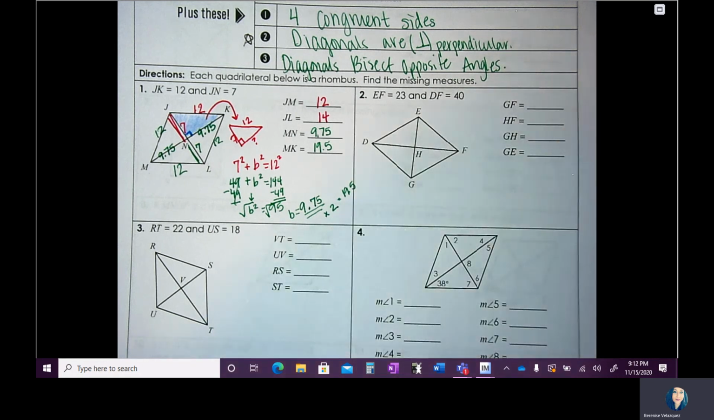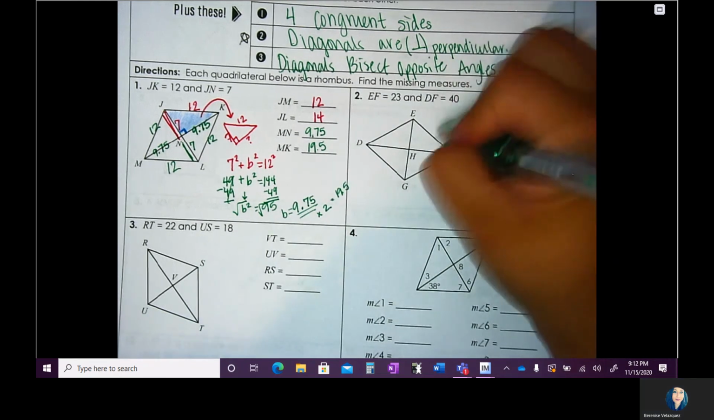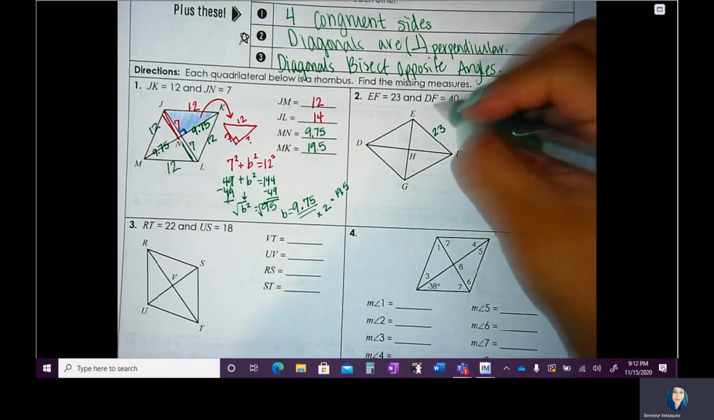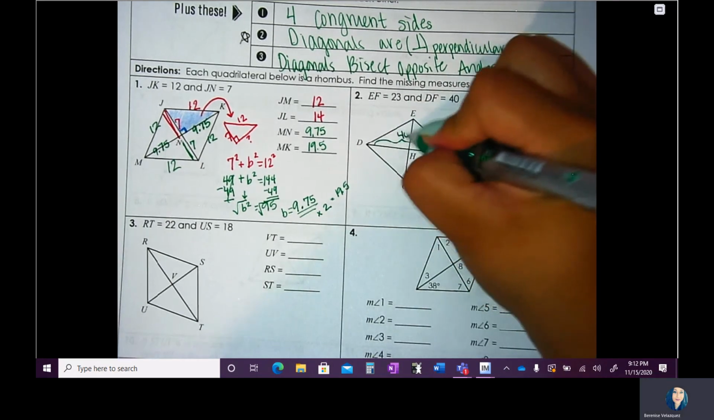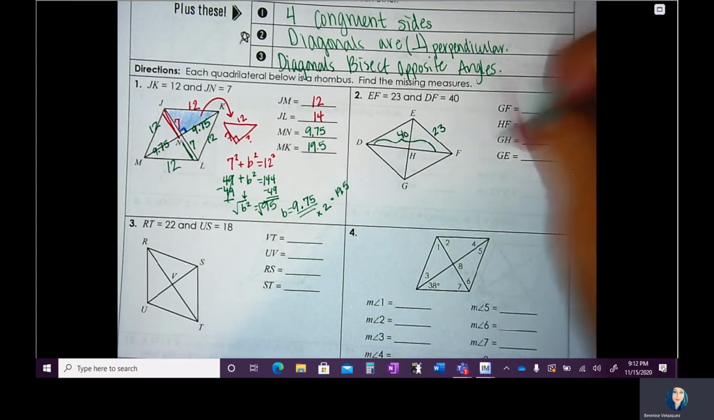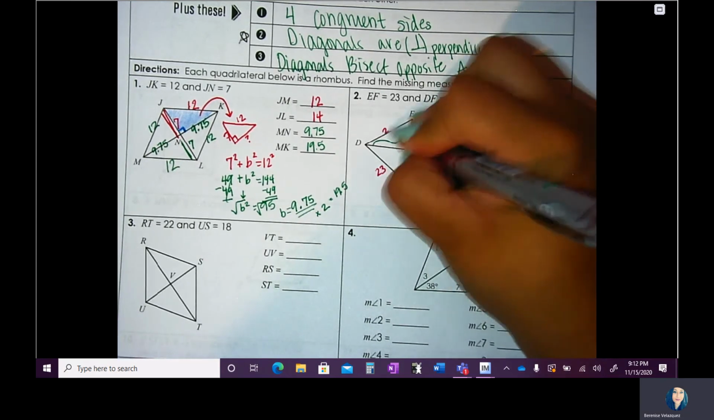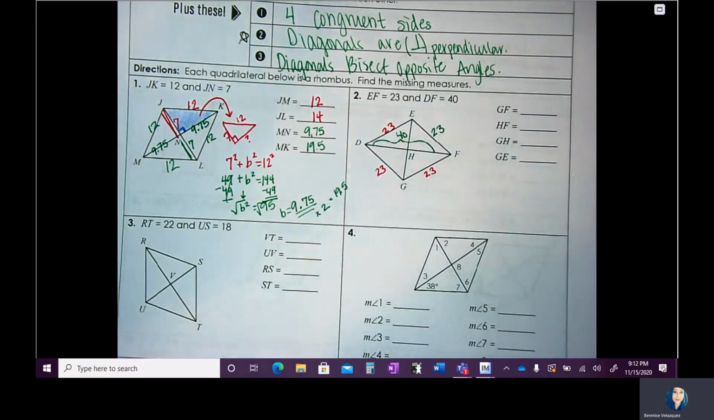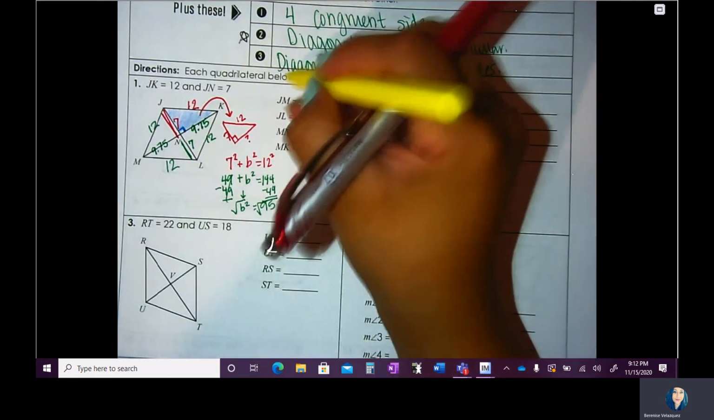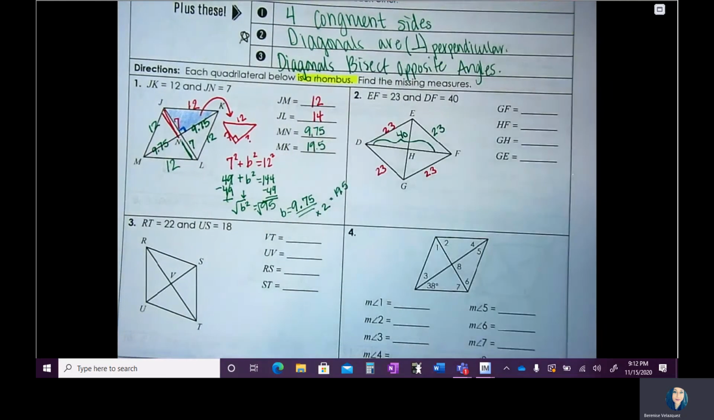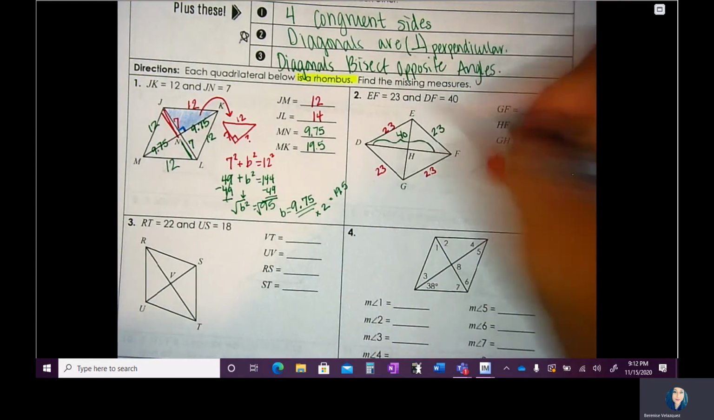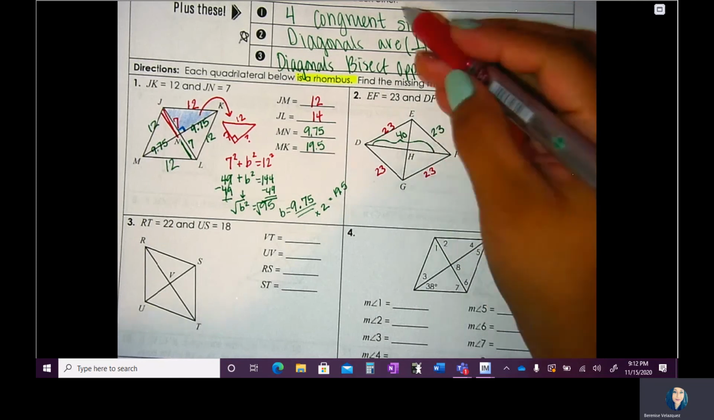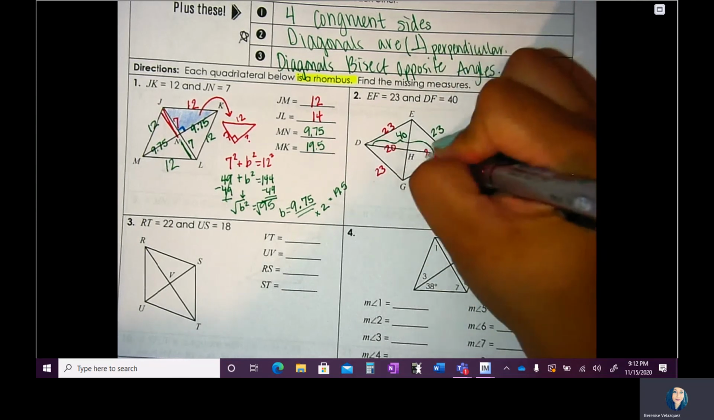I'm going to write in the information they gave me. EF is 23, and DF, the whole thing here, is 40. Okay, so that's what they gave us, that part in green. Now, knowing that this is a rhombus, and how do I know it's a rhombus? Not just because it looks like it, but because I read the instructions and it told you it's a rhombus. So that's how we know that these properties are true. Since it's a rhombus, all the sides are the same. So if that's 23, that's 23. All of them are 23. We know if this is a rhombus, just like a parallelogram, if that's 40, this is 20, this is 20.